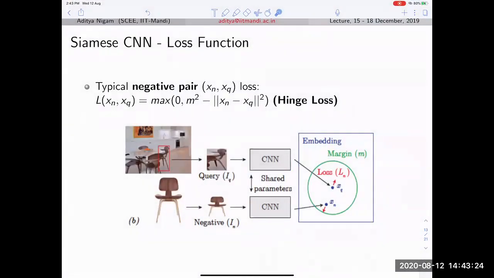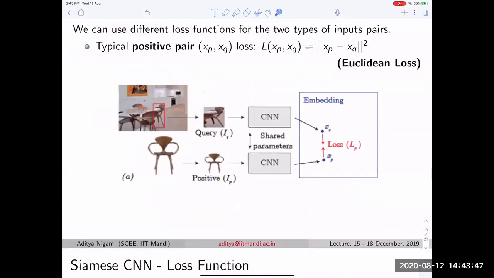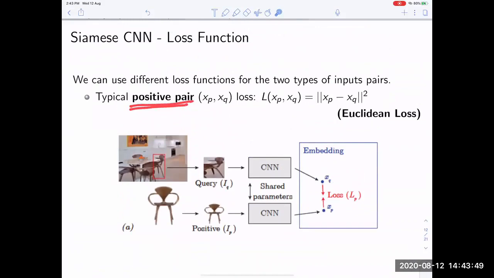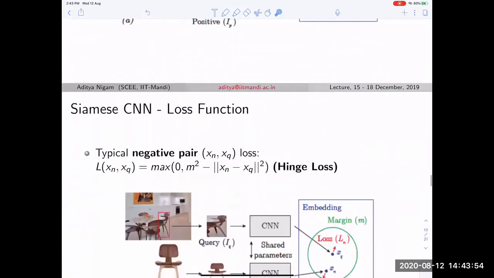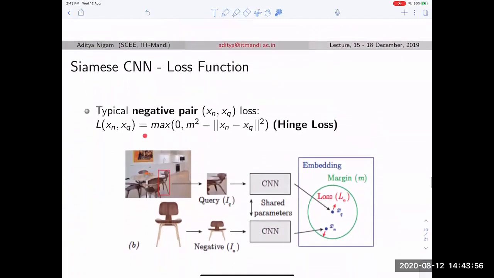Yes, sir. Question is, can you see this hinge loss? What is the meaning of this hinge loss? If you see, what do you feel, what does it mean? There is m square. This is some norm. This is the Euclidean distance. M square minus the Euclidean distance and 0, and we are taking the max of that. Instead of the positive pairs in which we are using the Euclidean loss, here we are using the hinge loss. This is actually a hinge loss.